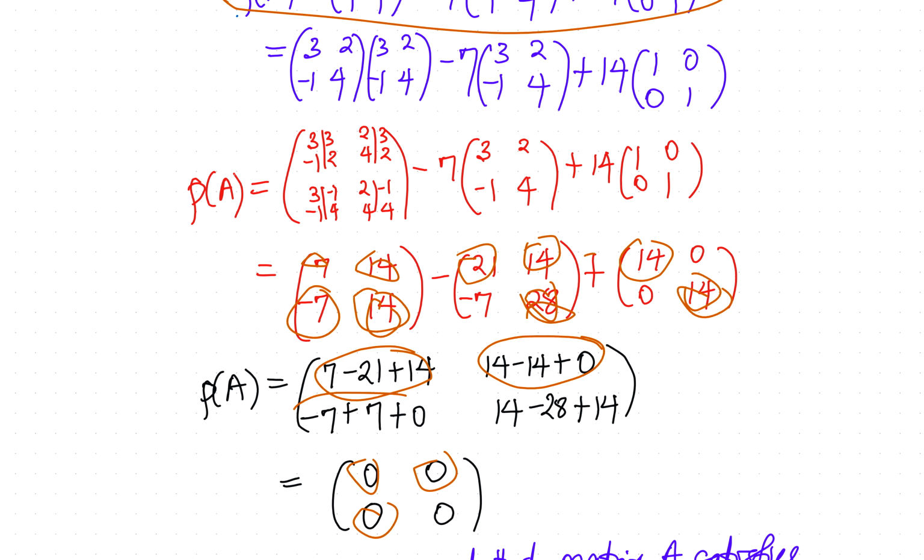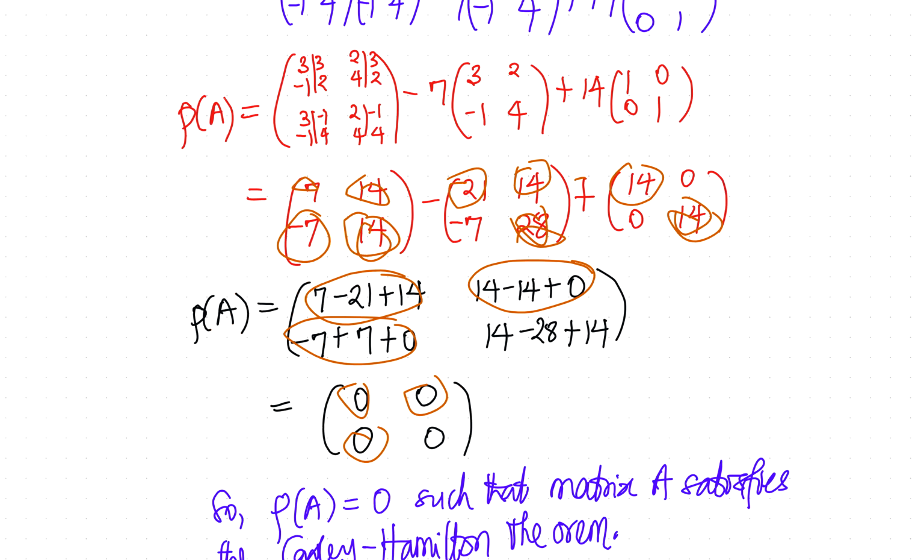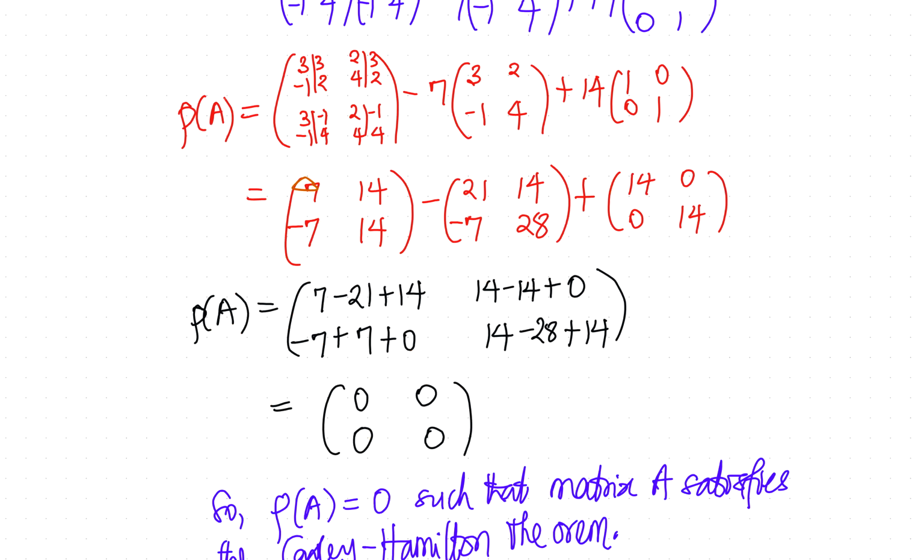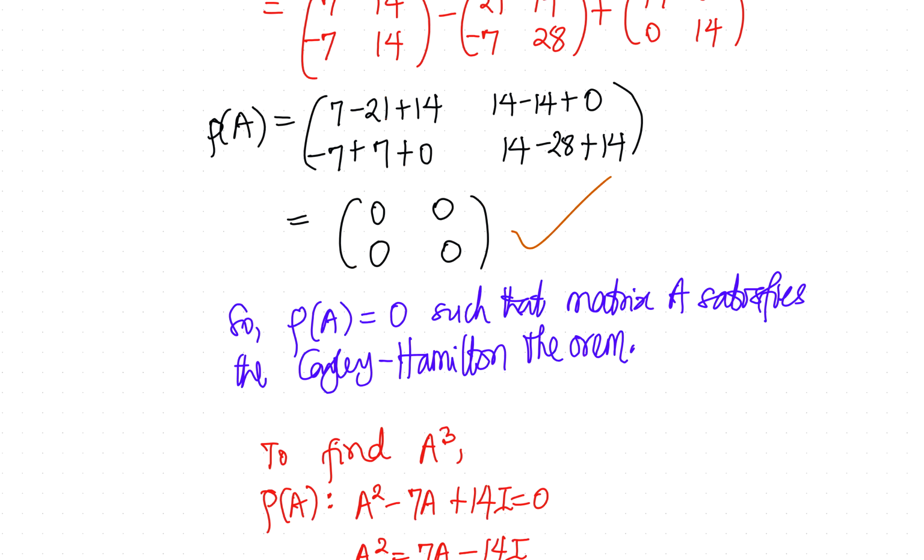So by doing this, it means you have established the Cayley-Hamilton theorem that every square matrix satisfies its own characteristic polynomial, meaning that if you substitute a square matrix into its characteristic polynomial, it evaluates to 0, like you have here. So rho of A is 0 such that the matrix A satisfies the Cayley-Hamilton theorem.